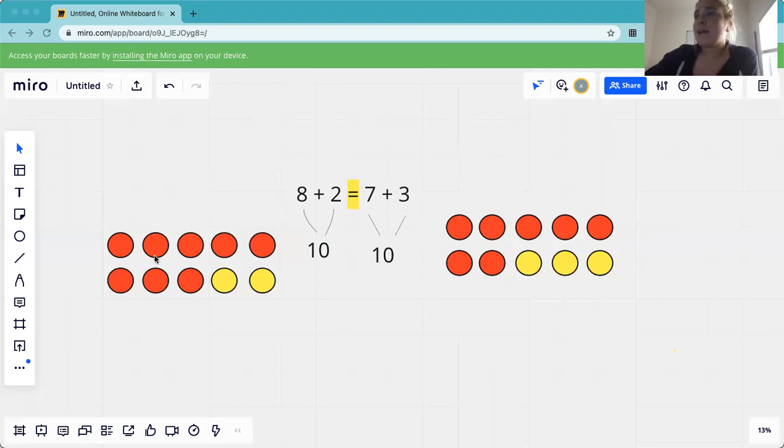Again, looking at these counters, the counters on this side are representing my 8 in red and 2 in yellow. They're representing this side of the equation. Then my 7 in red and 3 in yellow are representing this side of my equation. So it's really important that we take the time to put down our counters in the correct color to help us with this equation, because it helps us figure out that the equation is true.